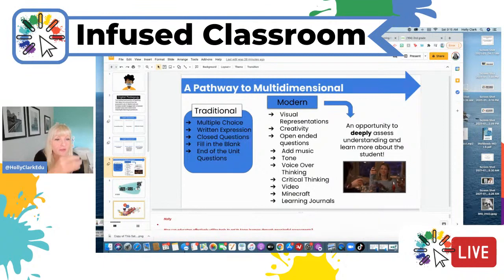It's what assessment needs to be instead of asking or answering multiple choice questions. Assessment needs to be an opportunity to deeply assess understanding. And multiple choice questions don't do that. So that's why we're looking at something different. How can we do that? Let me just show you really quick before we end, because I try to keep these at 15 minutes.